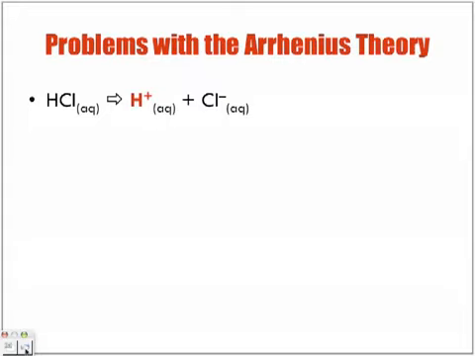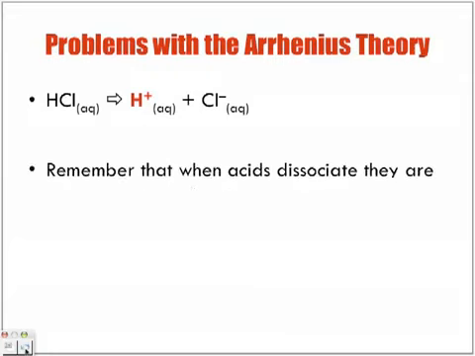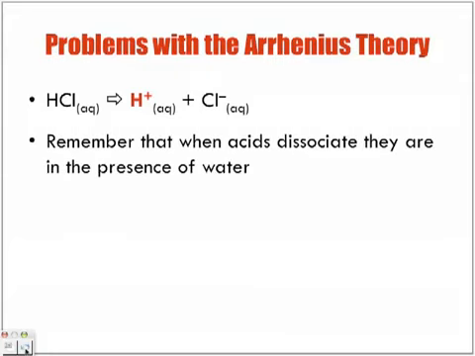Problems. So we've got here hydrochloric acid dissociating into its H+ ions and the chlorine ions. According to Arrhenius, this is what's going to happen. We knew that the concentration of these hydrogen ions is what determines if something is an acid or a base. But remember how we said, where's the water? If it's dissociating in water, where's the water in this equation? Whenever anything dissociates, it's in the presence of water. It's an aqueous solution. So we should include water in our equation.